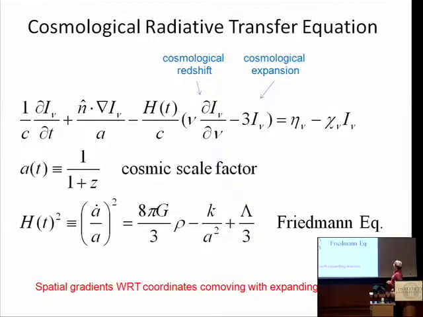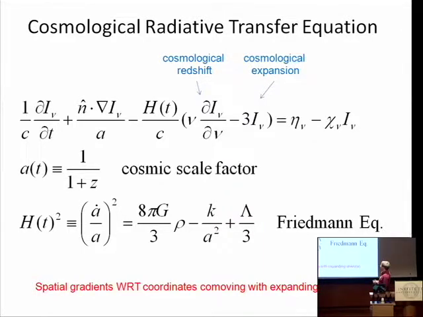So here's the transfer equation. This has been shown a couple of times already by Volker. It's the usual time-dependent equation for the specific intensity. And here's the new term due to cosmology. You've got the cosmological redshift, and then you've got cosmological expansion, and this is driven by the expansion factor here.